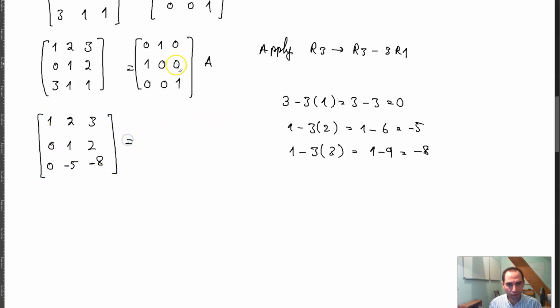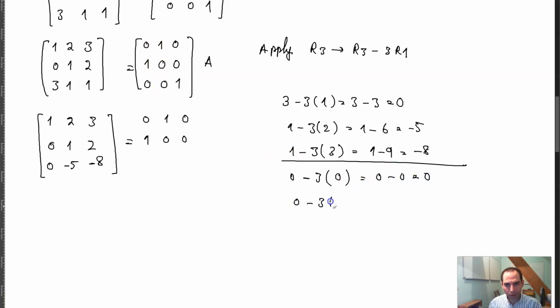And you have to do the same thing over here, meaning that row 1 and row 2 remain the same, [0, 1, 0; 1, 0, 0], and then this becomes 0 minus 3 times 0, which is 0, and then 0 minus 3 times 1, which is negative 3, and 1 minus 3 times 0, which is 1. So this becomes 0, negative 3, 1, and that multiplied by A.